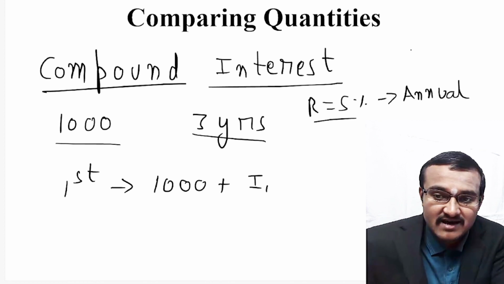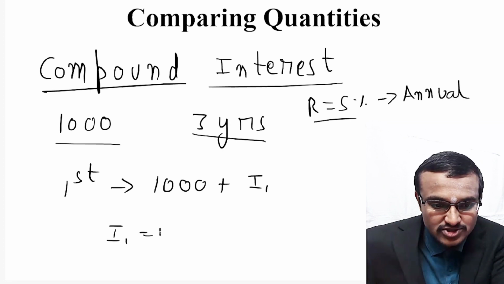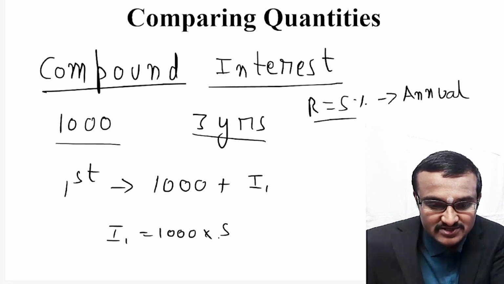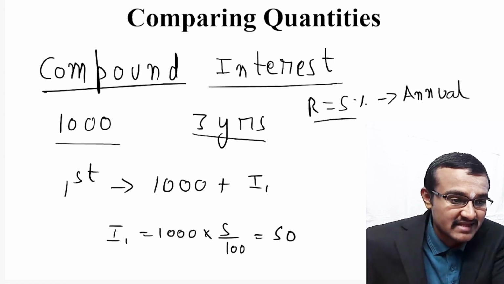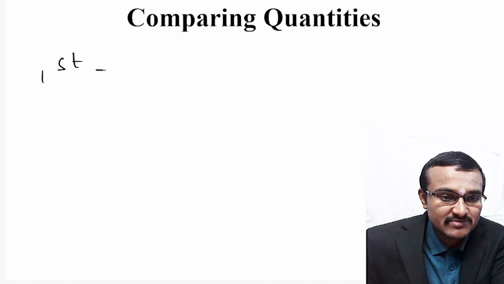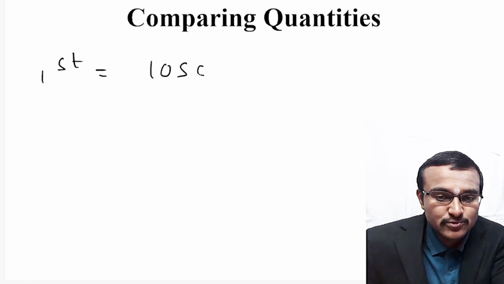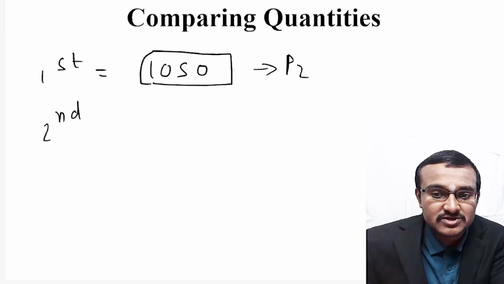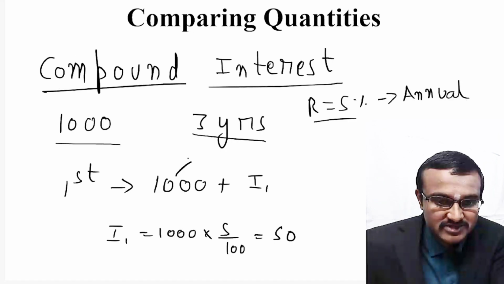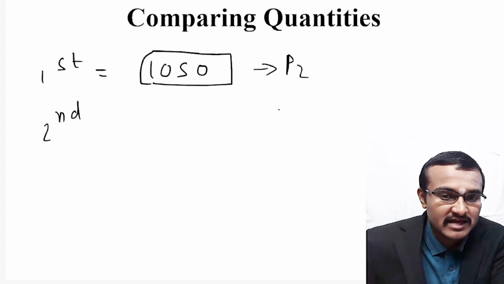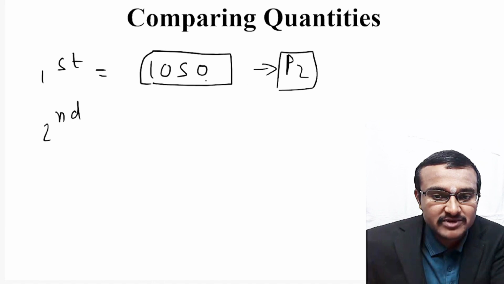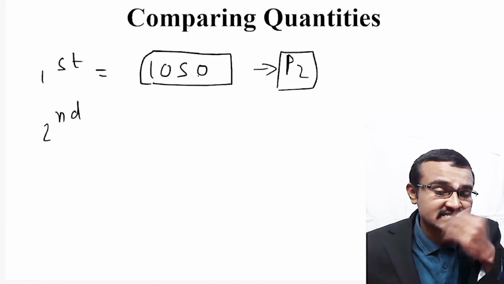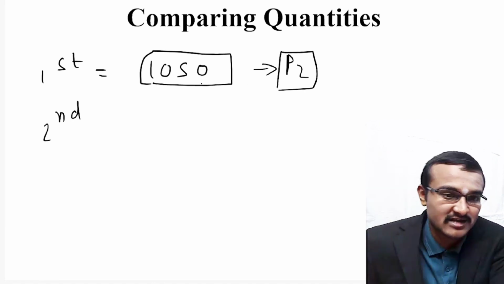What is I1? I1 is equal to 1000 into 5%. 5% is 5 by 100, which is 50 rupees. So by the end of the first year, I will get 1050 rupees. For the second year, this 1050 rupees becomes the new principal amount P2. Initially the principal amount was P1. Now I have the new principal amount P2, because the first year's interest has been added to the first principal amount.